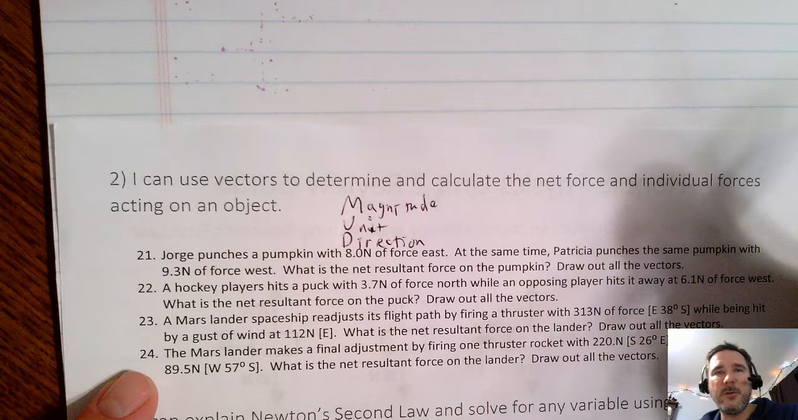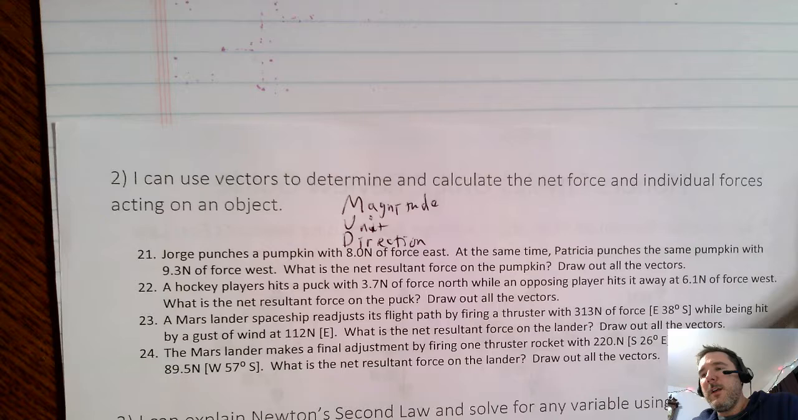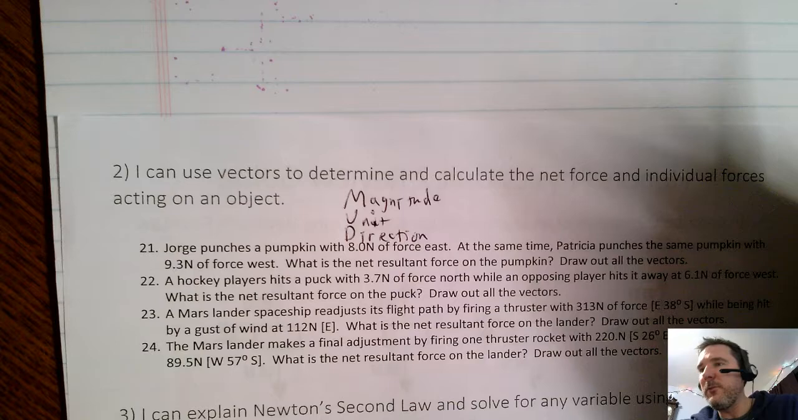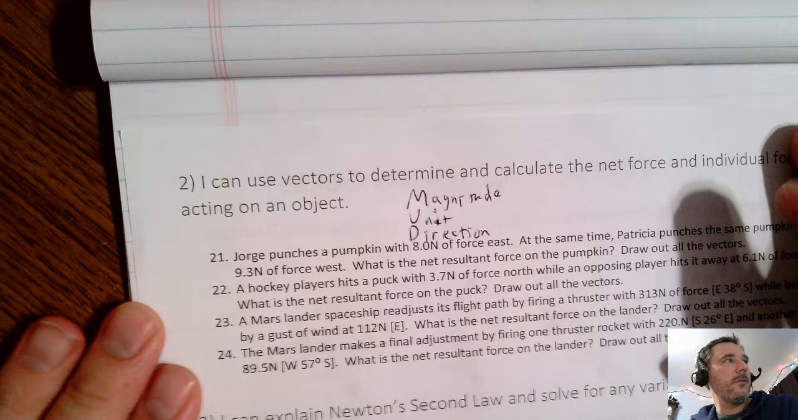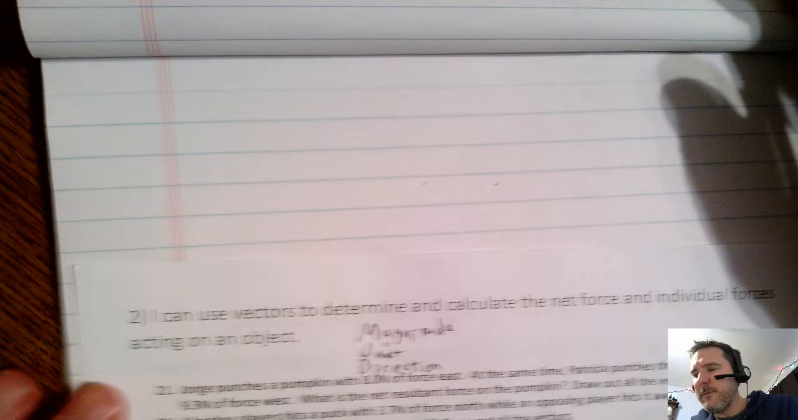All right, Mars lander. Basically 23 and 24 are similar. I've got to do one of them. Let's not do 23, let's do 24, because that's one of those big ones where you had to add the two vectors together. I'm going to stick to just the hard things. So Mars lander makes a final adjustment of firing a thruster. I'm going to do number 24.